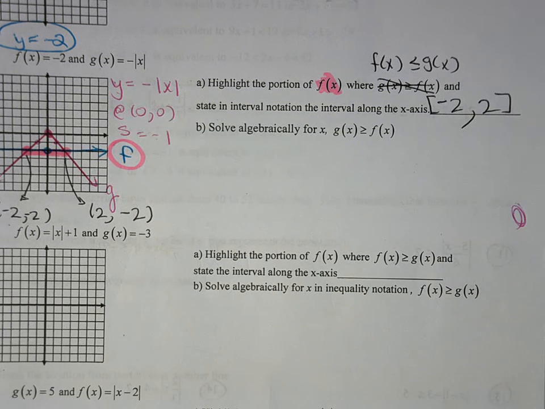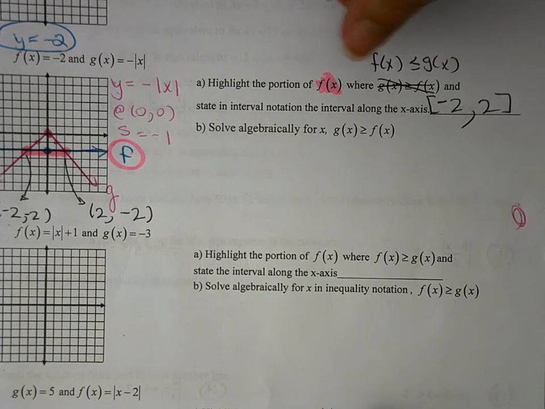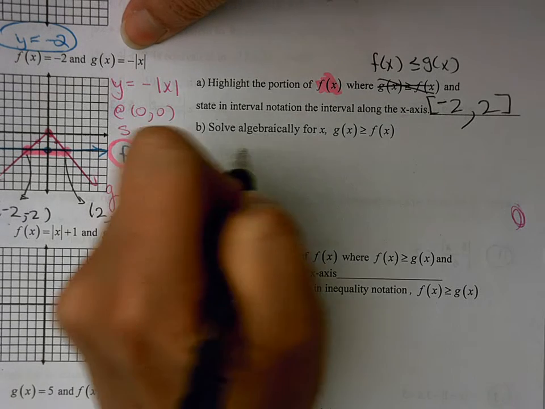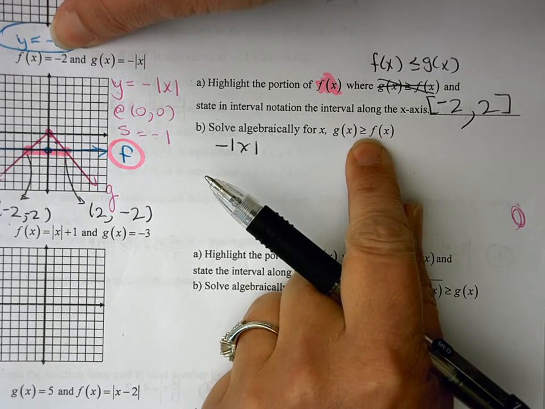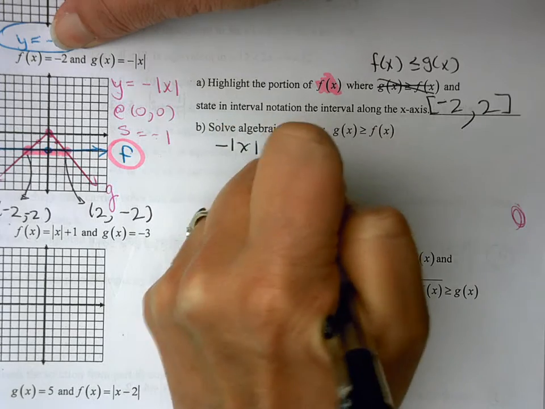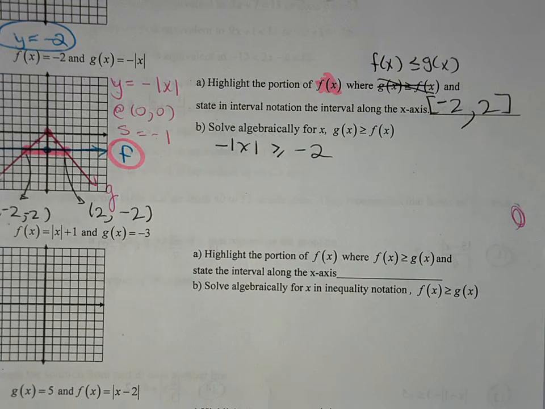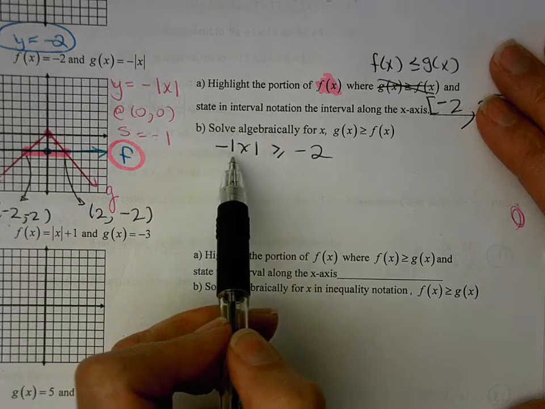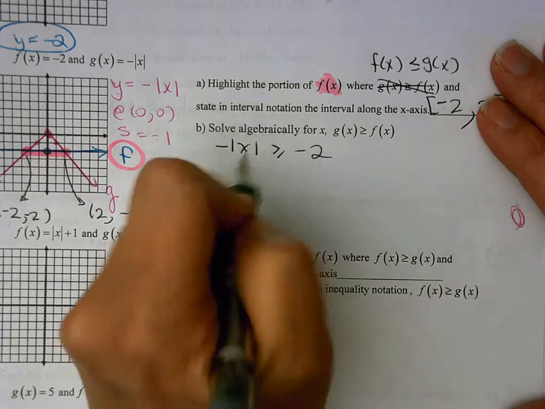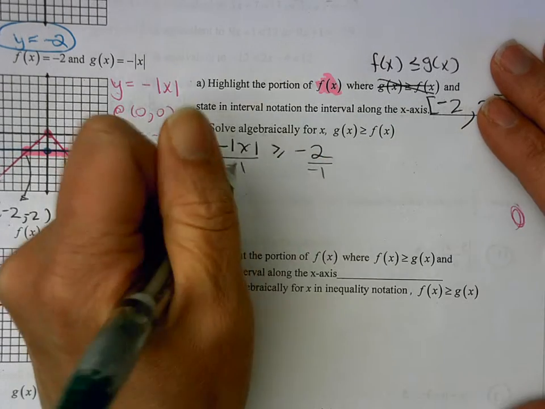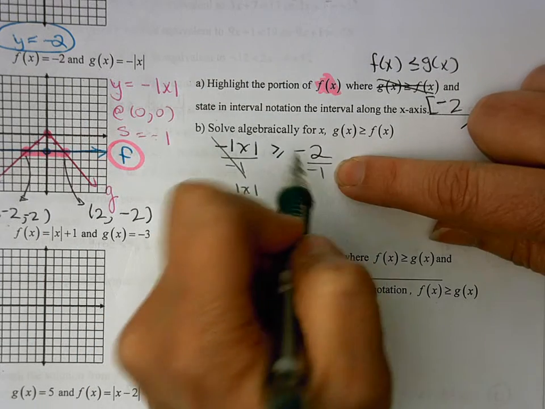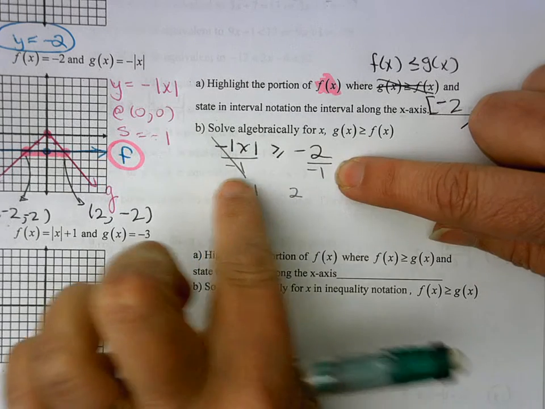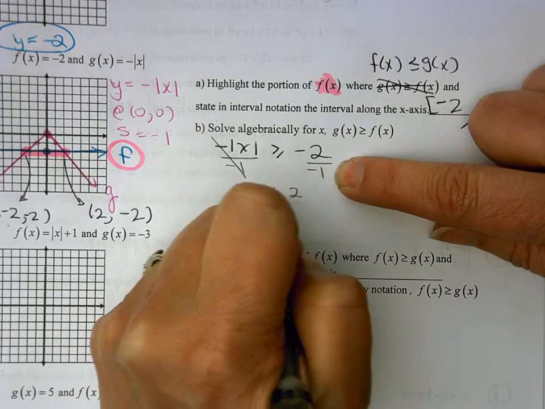All right, and so now for part B, they're asking us to solve algebraically for g of x greater than or equal to f of x. So here's my g of x equation, and then greater than or equal to f of x, which is -2. So the first thing I want to do always is isolate the absolute value. So I'm going to divide both sides by -1. So then I have the absolute value of x, and then -2 divided by -1 is 2. And whenever I multiply or divide by a negative, I need to switch the inequality.